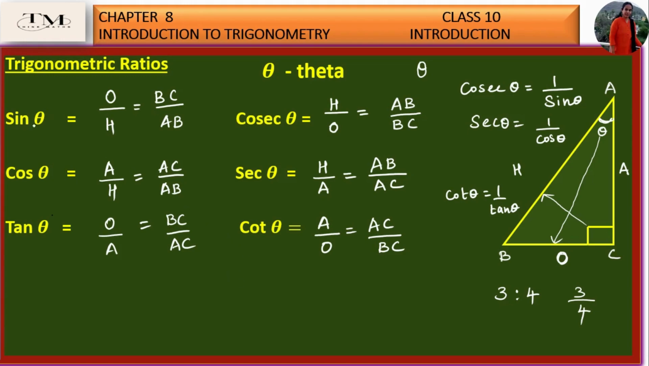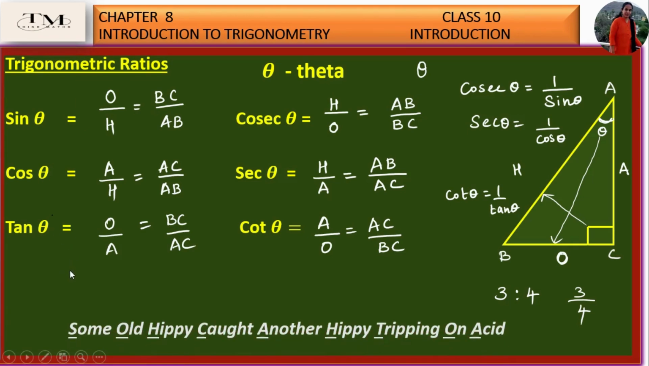Now if we remember sine theta, cos theta and tan theta values, you can easily find out cosecant theta, secant theta, cot theta. How to remember this sine theta, cos theta and tan theta values? There is a trick. What is that? You all know that some old hippie caught another hippie tripping on acid. Just remember this line. You can easily write out the values of sine, cos and tan.